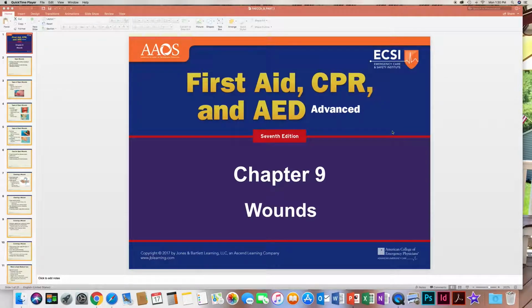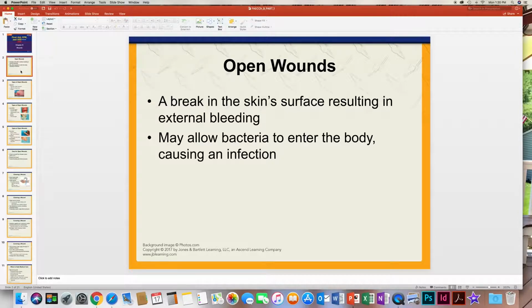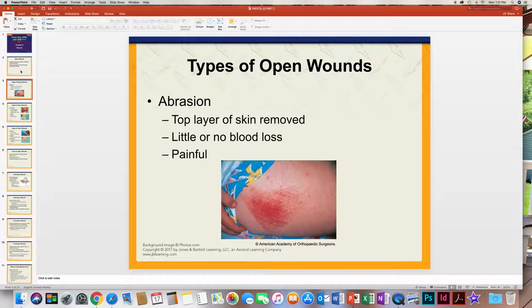In Chapter 9, we will be discussing wounds. There are various types of wounds. One is an open wound where it breaks the skin's surface and lots of bleeding can occur. Problem is it allows bacteria to enter the body and that can cause an infection. Anytime the skin is broken, you are at risk for developing an infection.